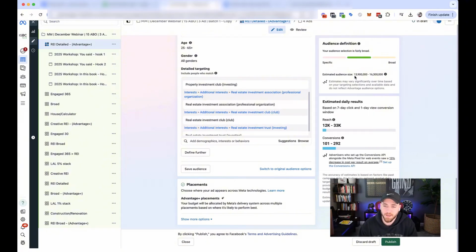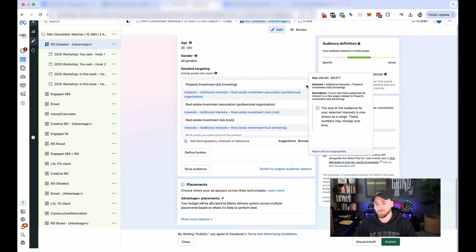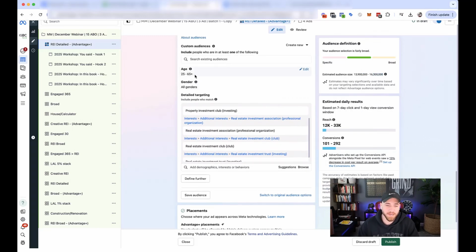And so you can see this one has 13 million to 16 million. So still a really good amount of people that we're going to give Facebook. I also like to use an age of about 25 and up, right? I don't like to do anything below 25.